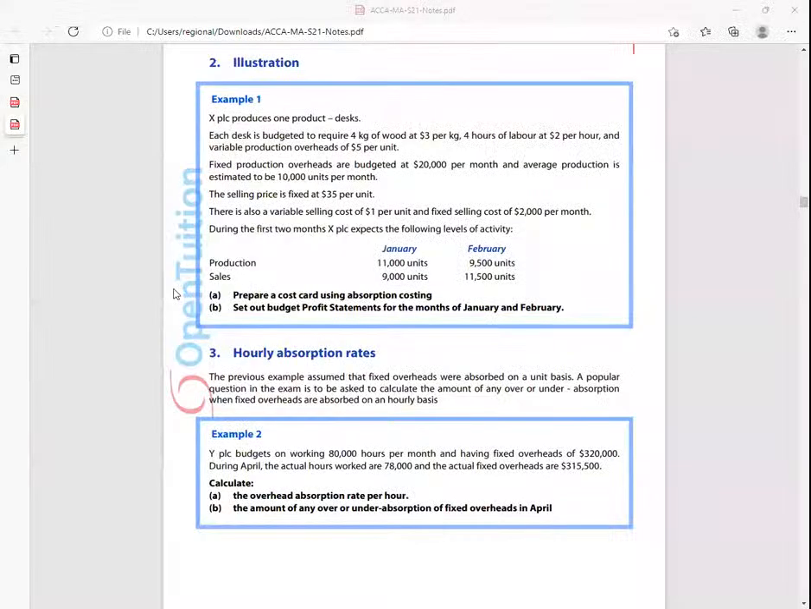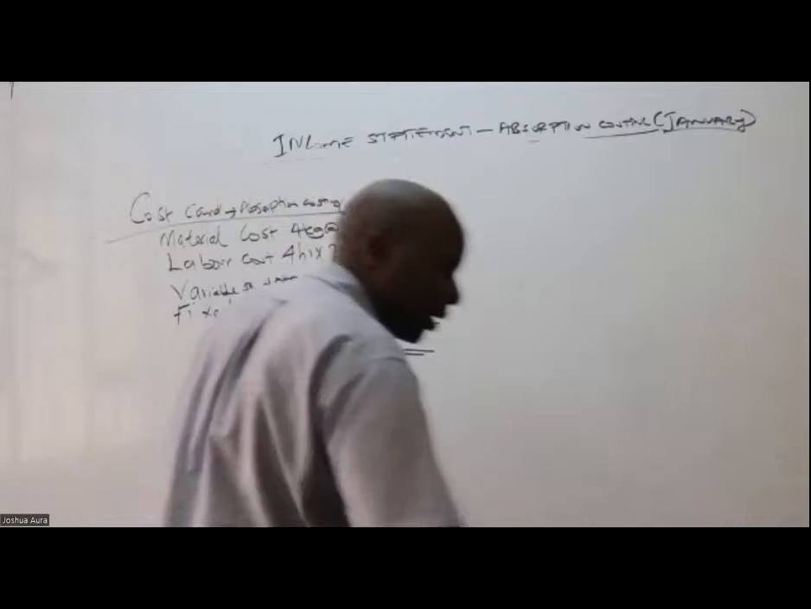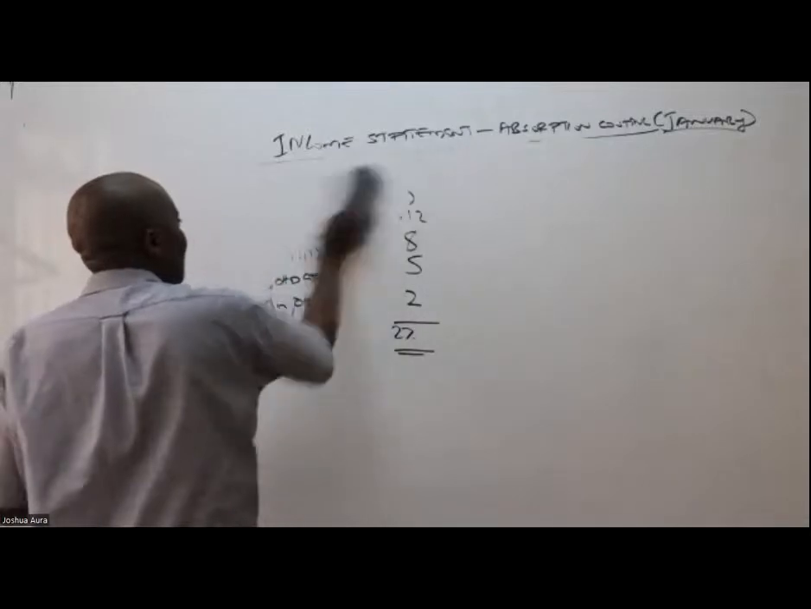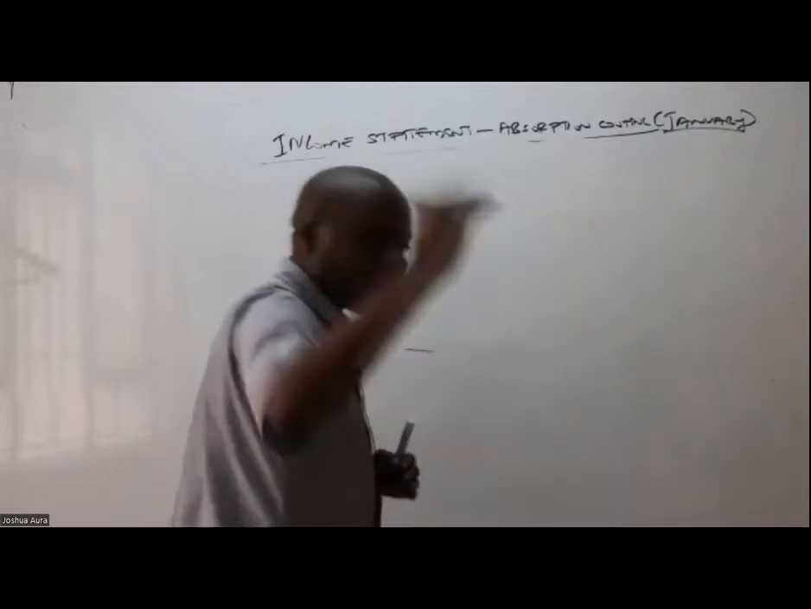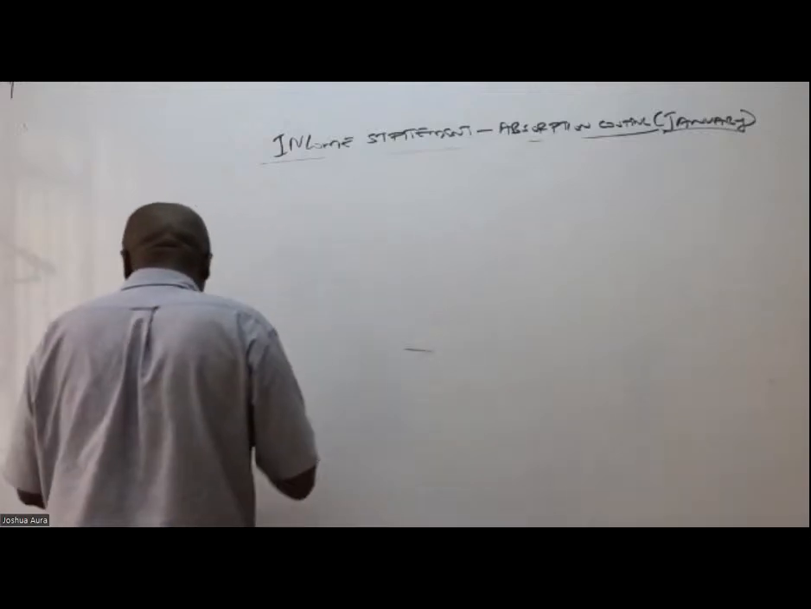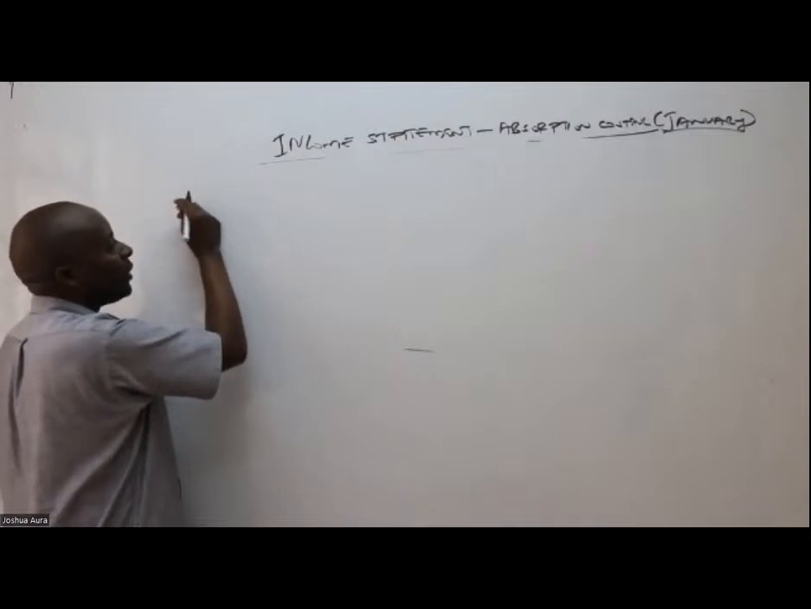Now, from there, we go to part B of the question. They want me to set out a budget profit statement for the months of January and February. So I will do an income statement for January first. And how do we really get our income statement? It is a straightforward thing. We normally take sales less cost of sales to get gross profit first. So here we have our income statement using absorption costing.